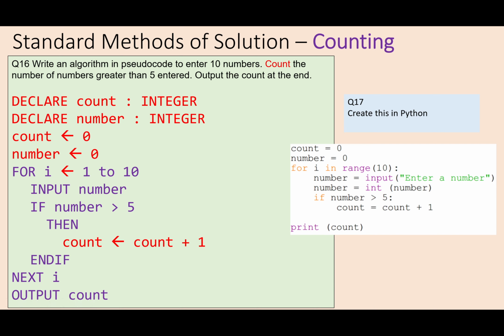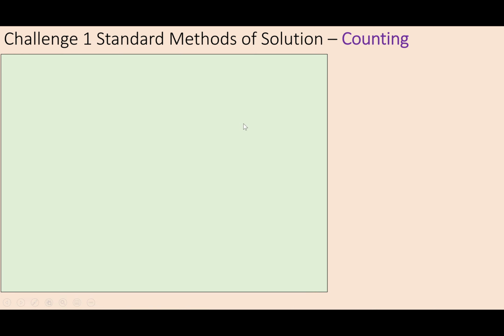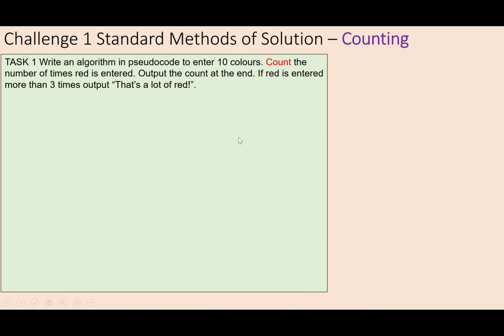Okay, let's have a look. I think we've got a couple more of these. So there's 2 challenges you can have a go at. The first one, and I don't expect you to do both of the challenges. If you can do one, that would be great. Have a look at the 2. But anyway, so the first challenge: write an algorithm in pseudocode to enter 10 colors. Count the number of times red is entered. Output the count at the end. If red is entered more than 3 times, output that's a lot of red.